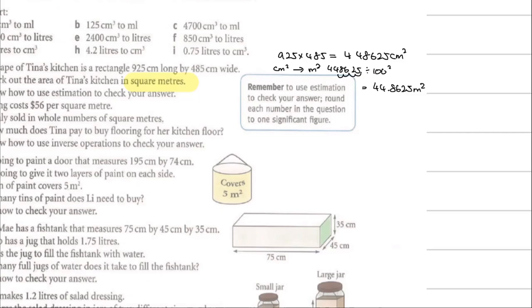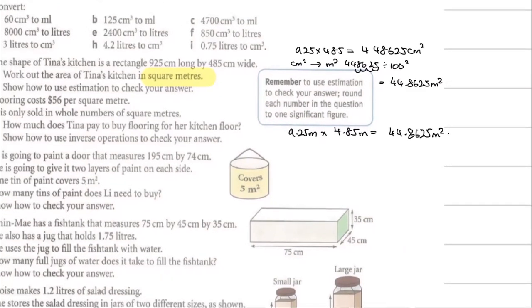Or, in other words, you can actually just convert the centimeters into meters first, then you're just going to get 9.25 meters multiplied by 4.85 meters. Since you have a calculator, you can just type that in. Immediately, you get your answer in square meters. It's the same answer. Okay? So you can check your answers by first converting it into meters. Then you round it. Here, just basically 9 times 5 is equal to 45. So it's close. So you can estimate the answer.